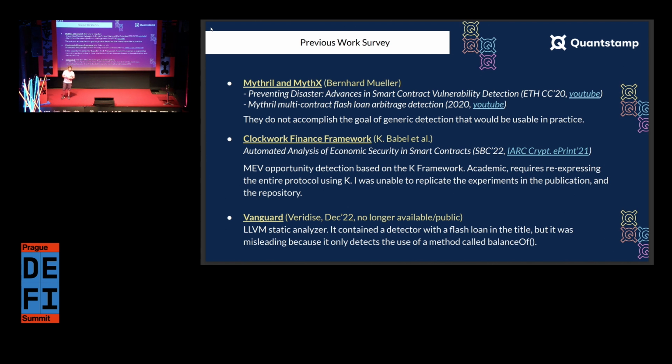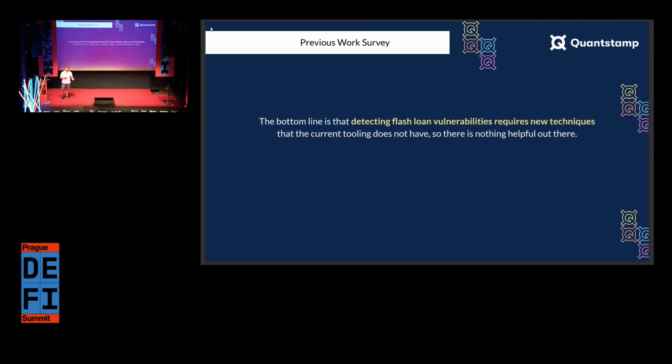Finally, last December, I ran into something called Vanguard. Vanguard was a symbolic or static analyzer by Veridise. It's no longer available on GitHub, so this is kind of an obsolete reference, but it claimed that it was able to detect flash loan attacks, and it couldn't. That analyzer was just doing something absolutely different. It was just detecting that a smart contract is calling a method called balanceOf, so it had nothing to do with flash loan attacks. So the bottom line is, there's really nothing out there that can help you find these hacks, right?